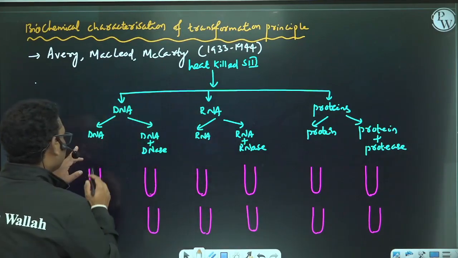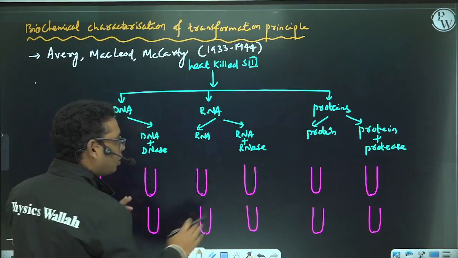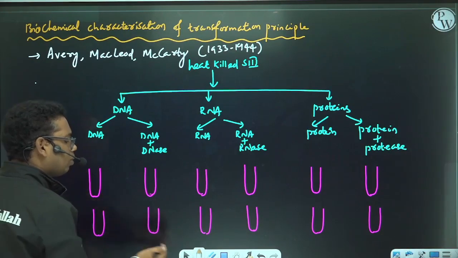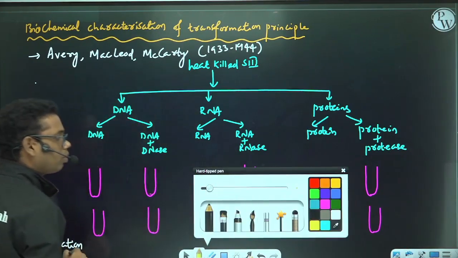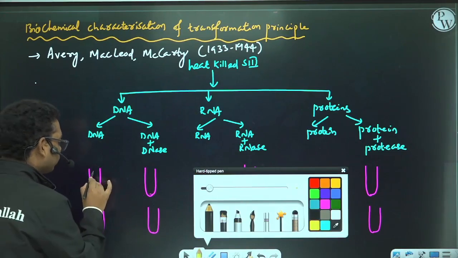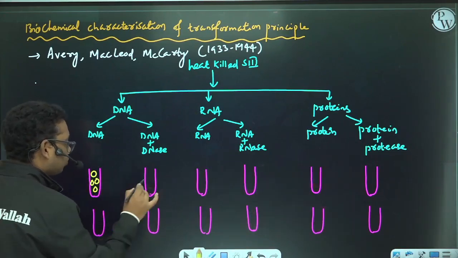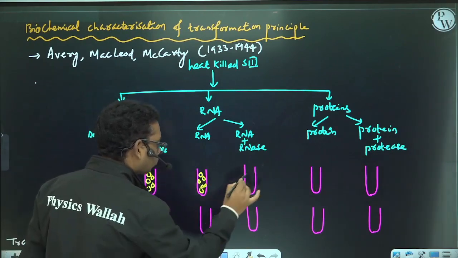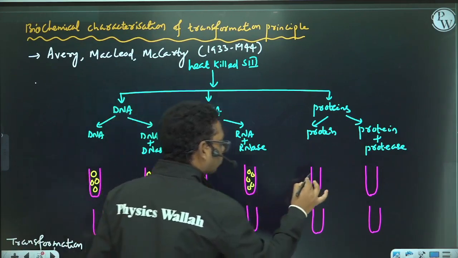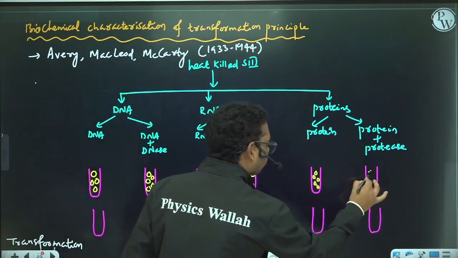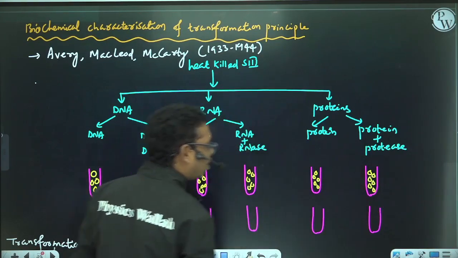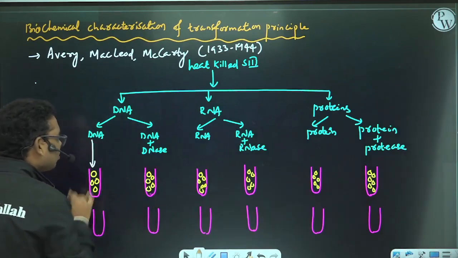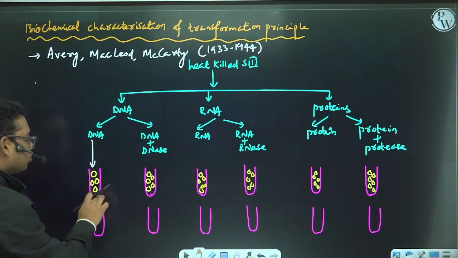Okay, now suppose these are culture mediums. These are test tubes. In these test tubes, let me take some bacteria. Which type of bacteria? R2 bacteria. These are R2 bacteria. So what did they do? They injected this DNA from the heat killed S3 into this culture medium.